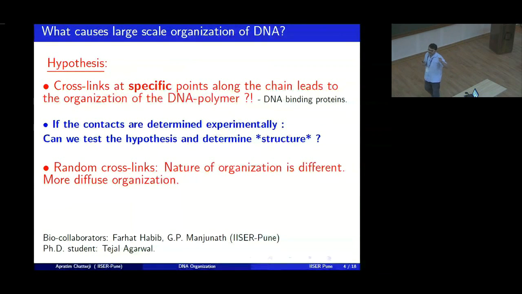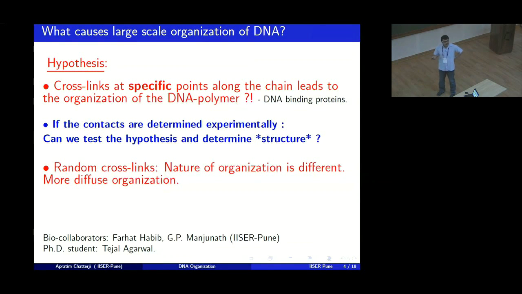We permanently cross-link them. We want to use only a very small number of cross-links. If you have a chain and you put a large number of constraints, of course it's going to be structured. But we put just 1 to 1.5% of cross-links at very specific positions and ask the question whether it gets organized.